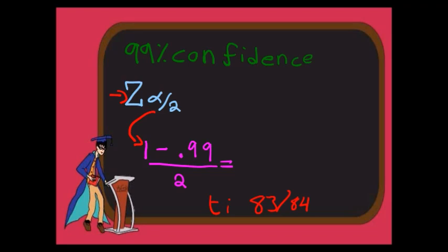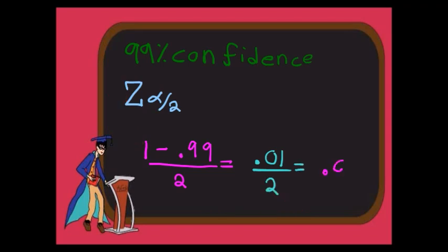Let's get this rolling. If you do your math appropriately, you should get about 0.01 cut in half, and that gets you about 0.005. Again, this should be really quick math. In other words, if I give you 99% confidence, you should be able to tell me an alpha over 2 of 0.005.